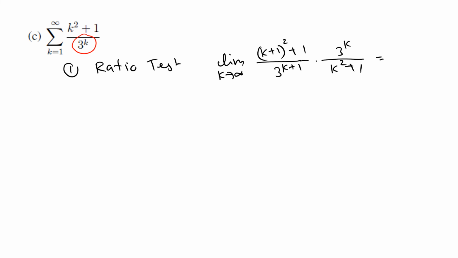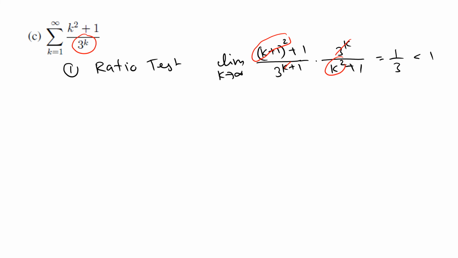You can see that we have k squared. This also has k squared. See, the dominating term is k squared. So that means they are the same, so they cancel out. And then 3k gets cancelled. So 3k cancels with 3k. So you only get 1/3, which is less than 1.